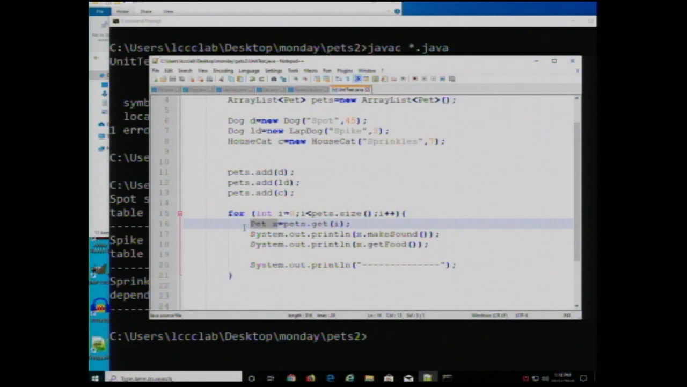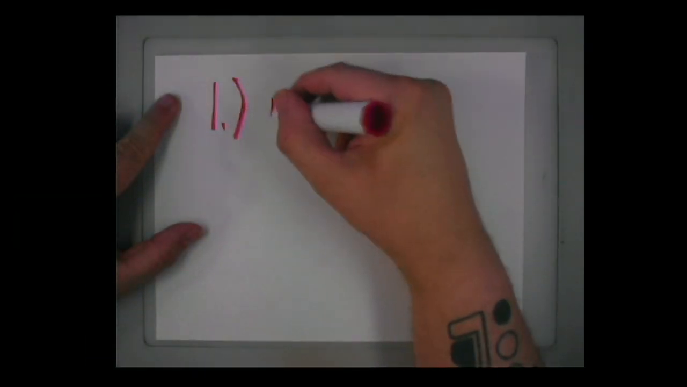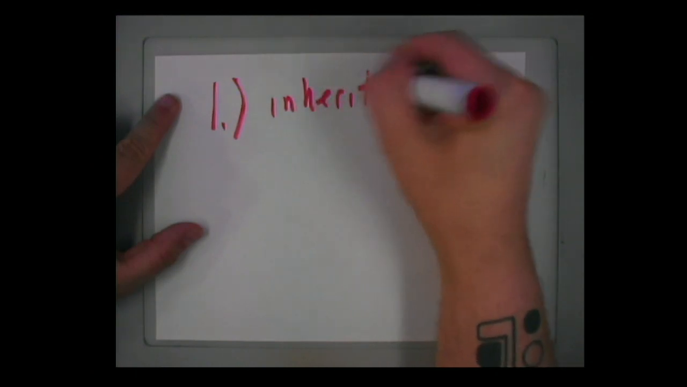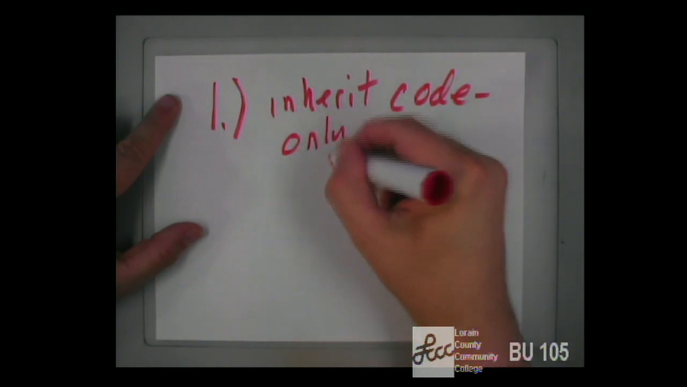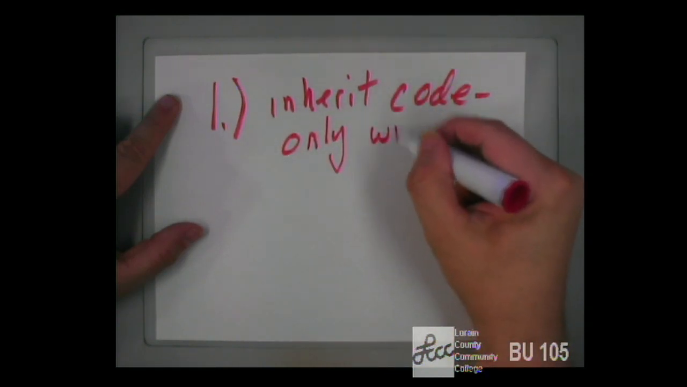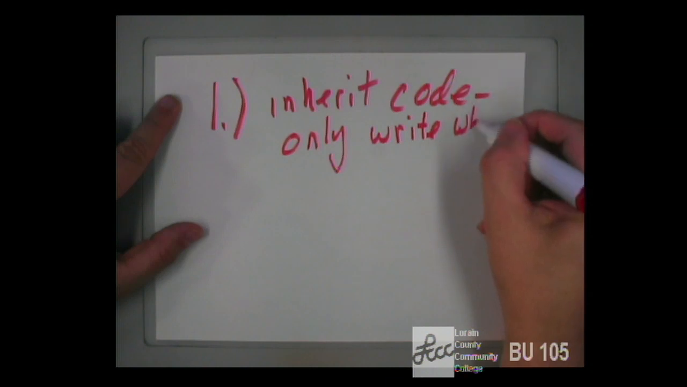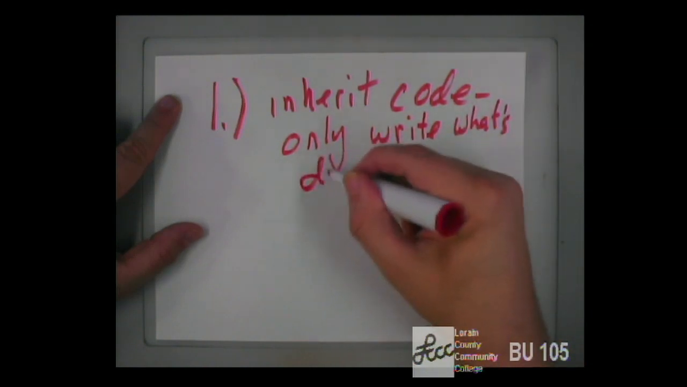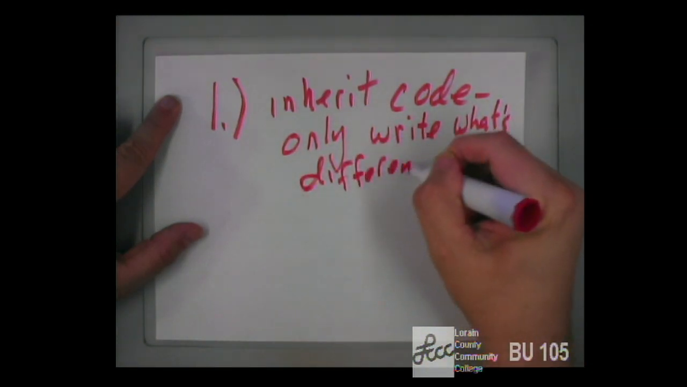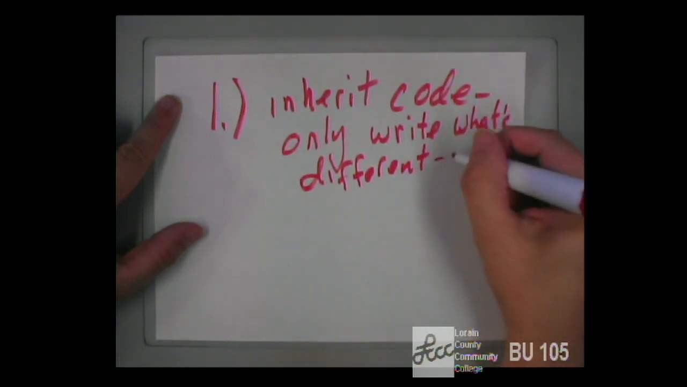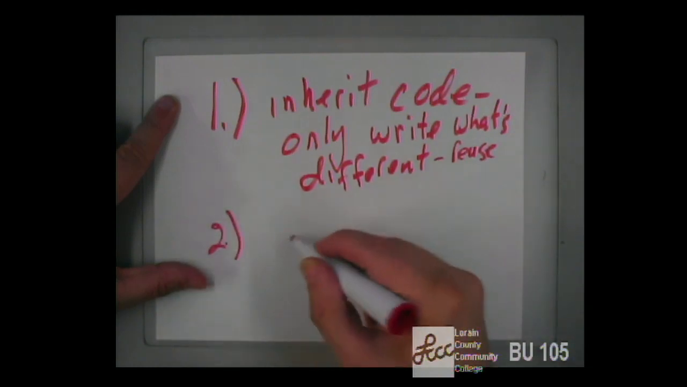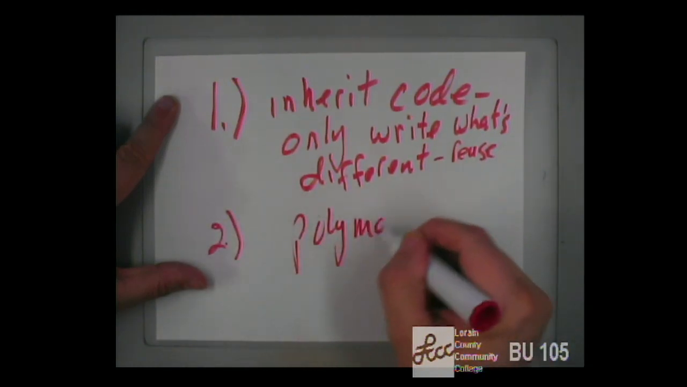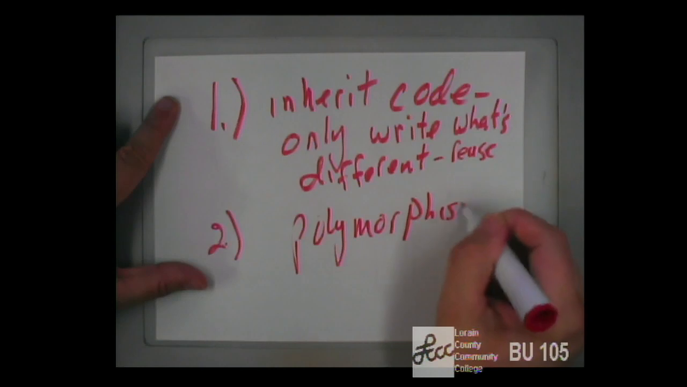One is that you inherit code. You only write what's different. We can reuse the code of the superclass. And the number two advantage is polymorphism.